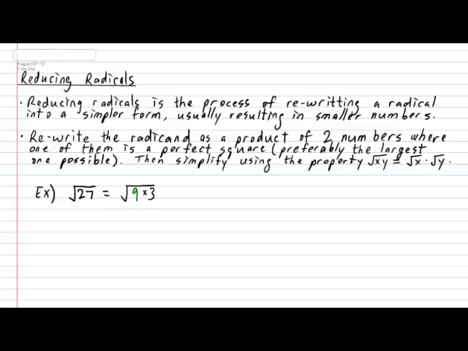And then using the radical of a product property, this can be rewritten as the square root of 9 times the square root of 3. A final simplification gives us that the square root of 9 is 3, multiplied by the square root of 3, which cannot be simplified. So in other words, the square root of 27 is the same as saying 3 times the square root of 3.